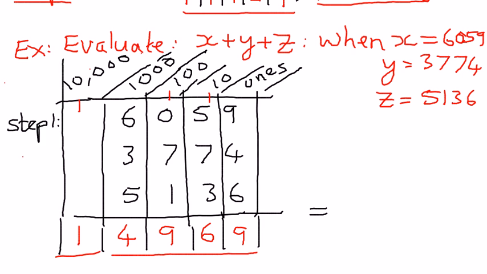The answer here is 14,969. This is how we add whole numbers. In my next presentation, we shall see how to use addition of whole numbers to solve real-world application problems.